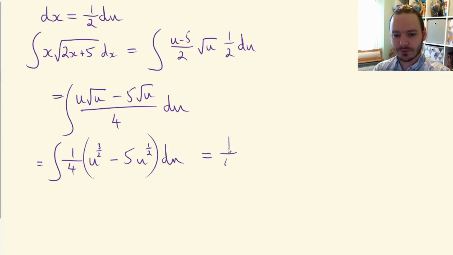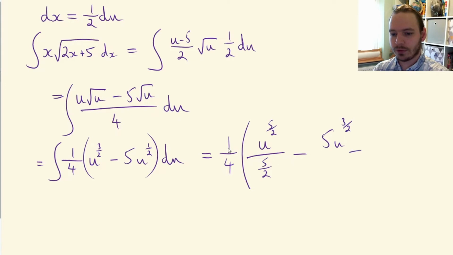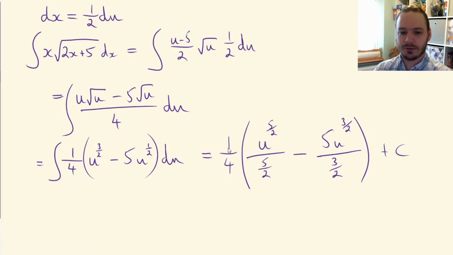So this is going to give us 1/4 of, and then to integrate u to the power 3 over 2, I raise the power, divide by the new power. So that's going to be u to the 5 over 2 divided by 5 over 2 minus 5u to the 3 over 2 divided by 3 over 2. Okay, oh, and then I need a plus c here as well.